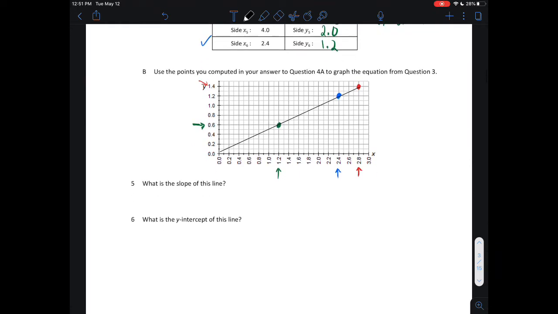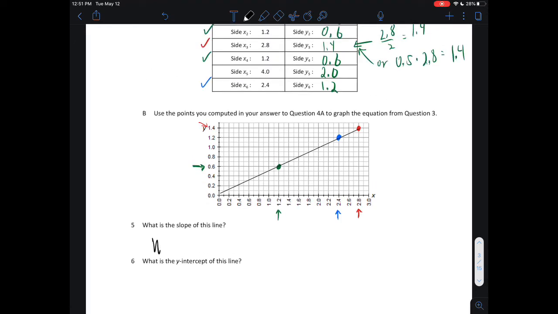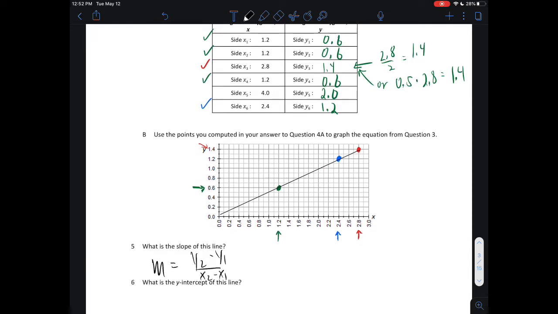So now number 5. What is the slope of this line? How would we find that? M is equal to y2 minus y1 divided by x2 minus x1. And you can use any of the points that they gave you in the table. But how about we just use the ones that are already labeled x2, y2, x1, y1.